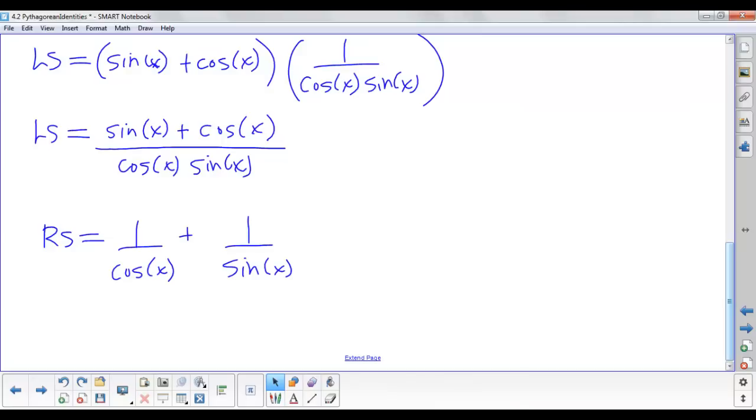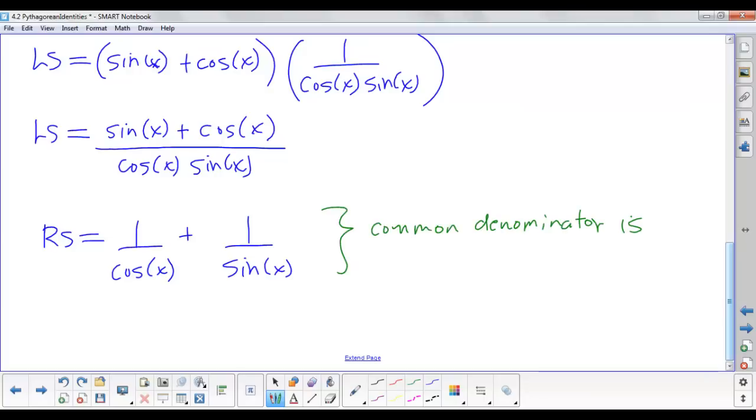Now one thing that would be a good idea at this point is to compare the left side and the right side. The left side is a single rational expression whose denominator is the product of cos of x and sine of x. So I look at the right side and say, okay, those are two rational expressions. If I was going to add them, I would need a common denominator. As it turns out, the common denominator is exactly what we have on the left side, the product of cos of x and sine of x.